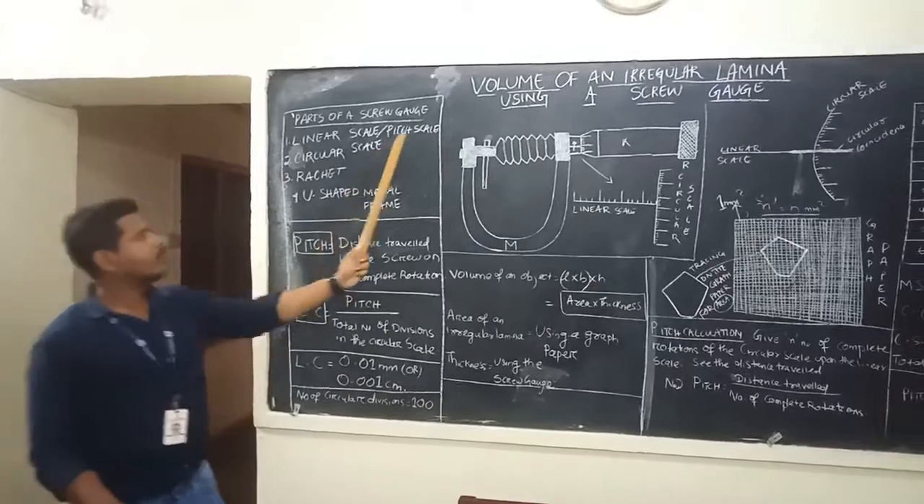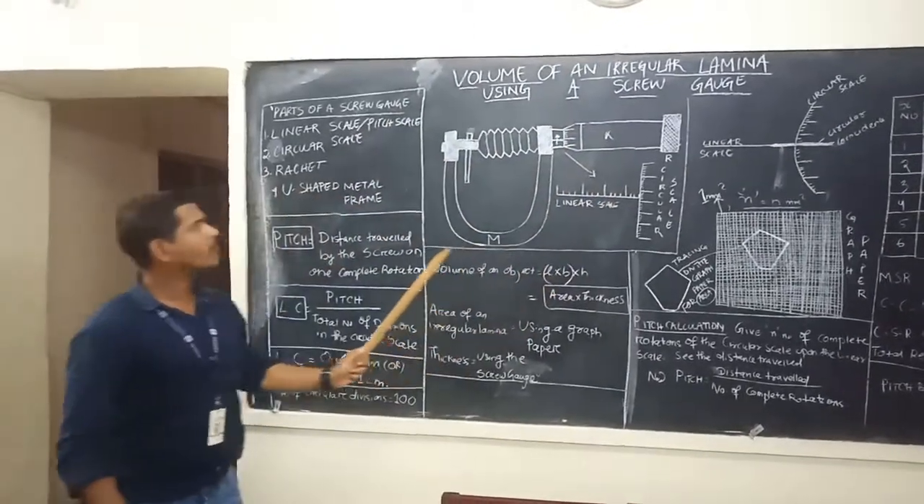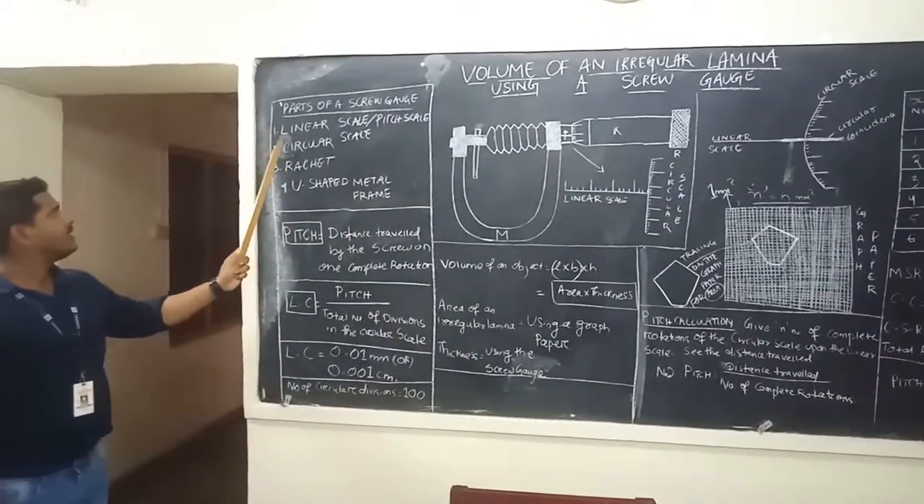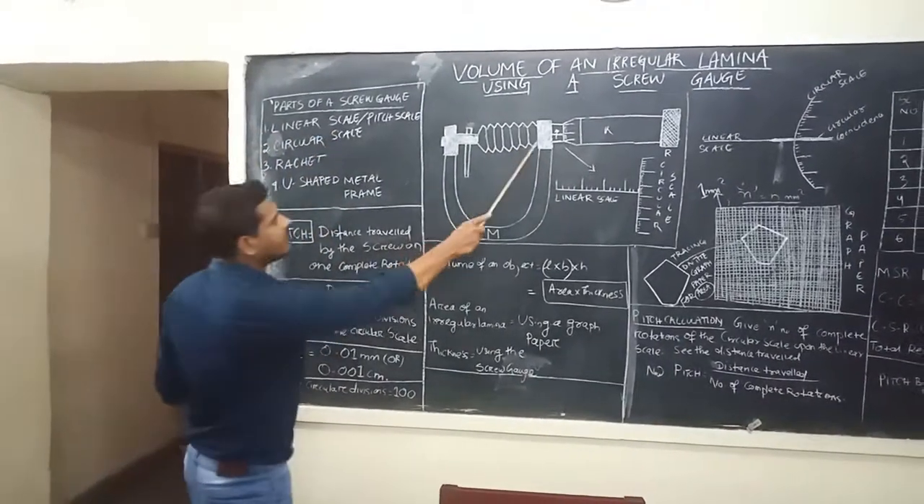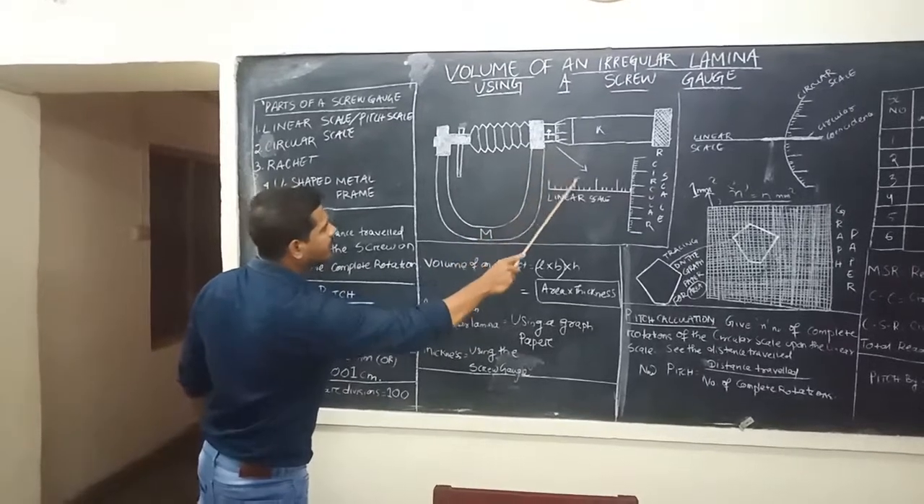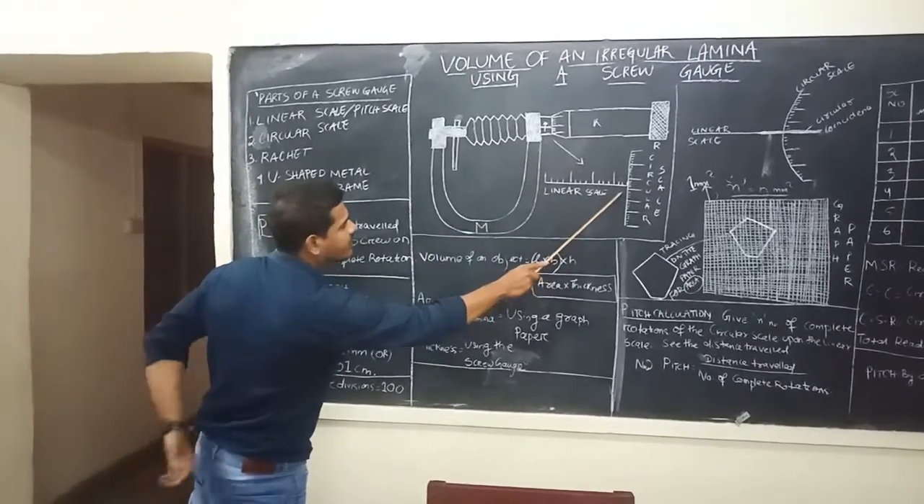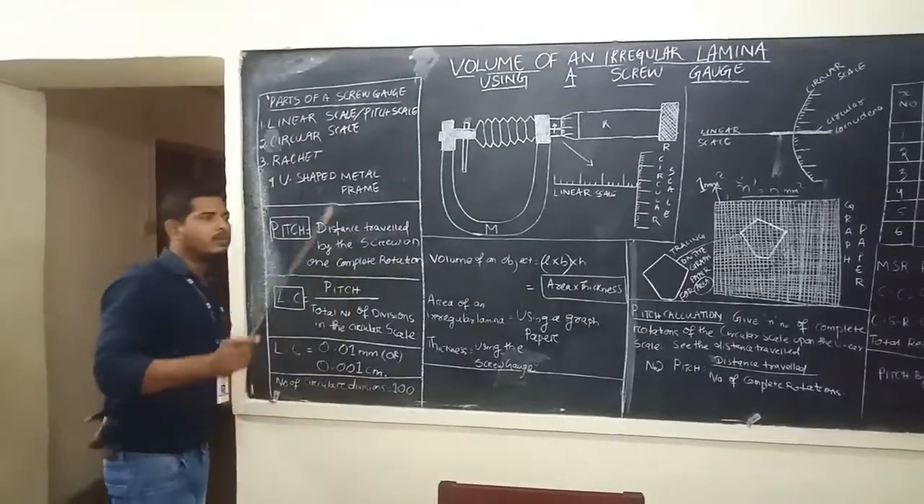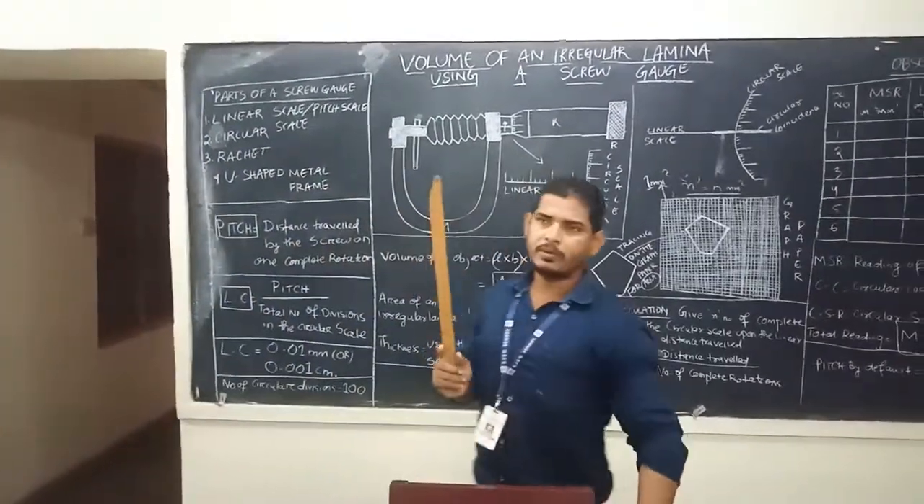Now you can see I have drawn an outline of the screw gauge on the blackboard. You can see the various parts of the screw gauge. What are they? It has a linear scale. This is the linear scale. I have expanded it here. This is the same linear scale we have seen in the Vernier caliper. But in the Vernier caliper, the scale length is fixed at 15 cm.